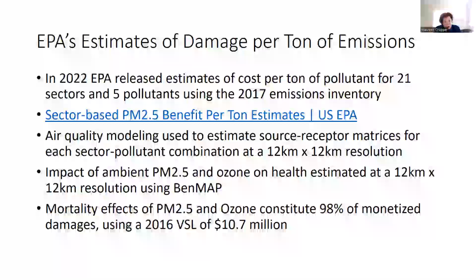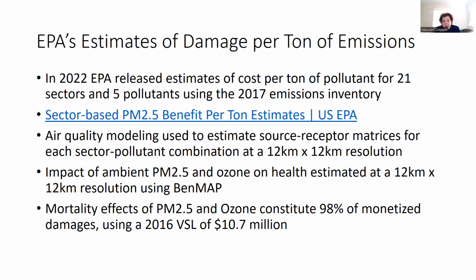So an important point here is that the mortality effects of PM and ozone in EPA's calculations constitute 98% of monetized damages. The values you're going to see in a couple of slides are using a 2016 VSL of 10.7 million, but the important thing here is that the bulk of these damages are from mortality due to PM and ozone.